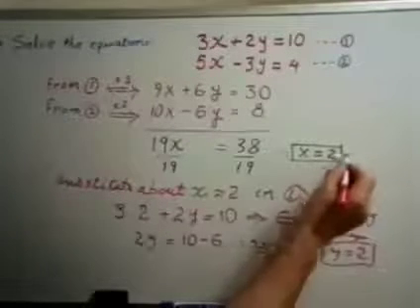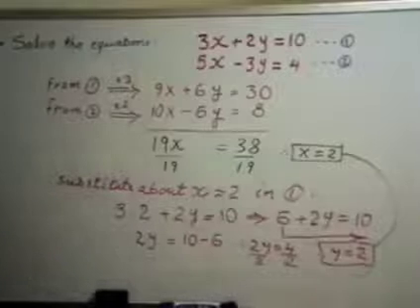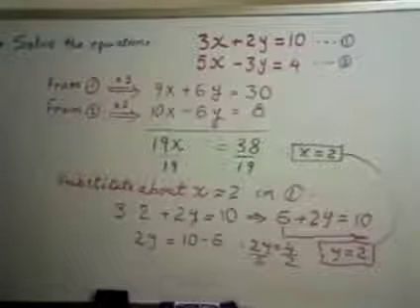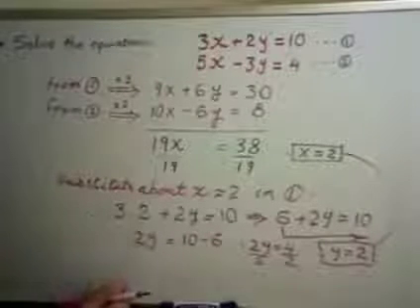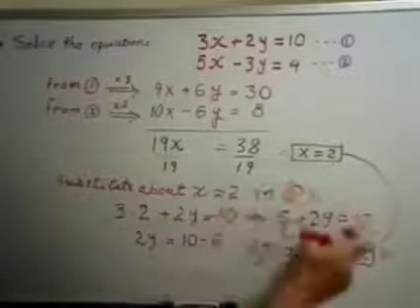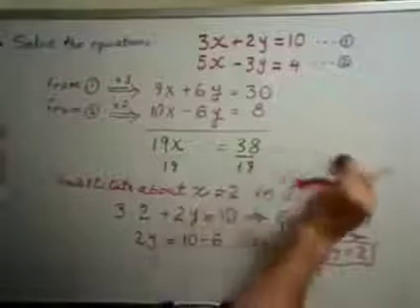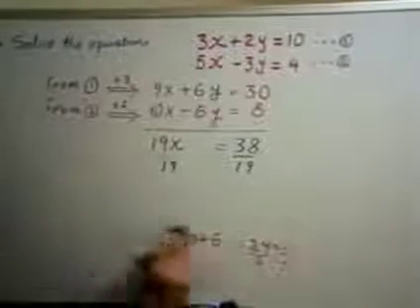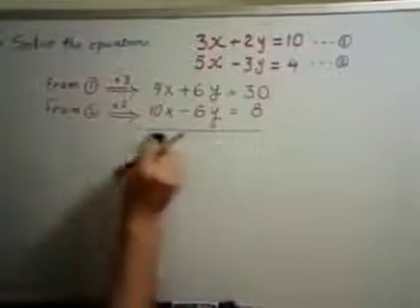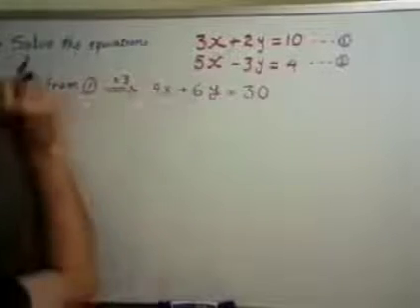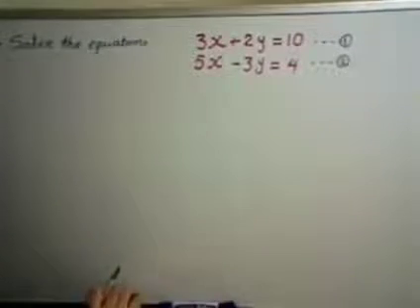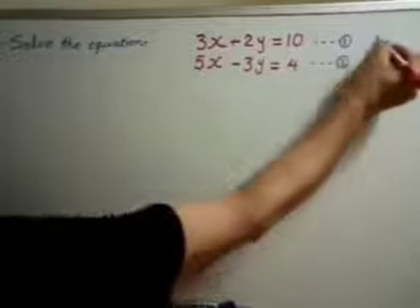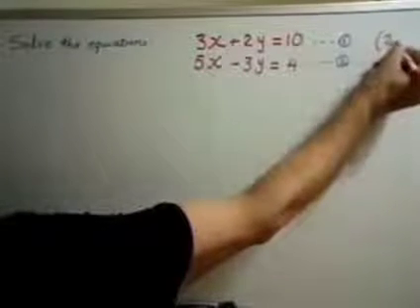So as we got x and y, then we got the solution. So the solution is 2 and 2. This is one way of solving the two linear equations. The answer is 2 for x and 2 for y.